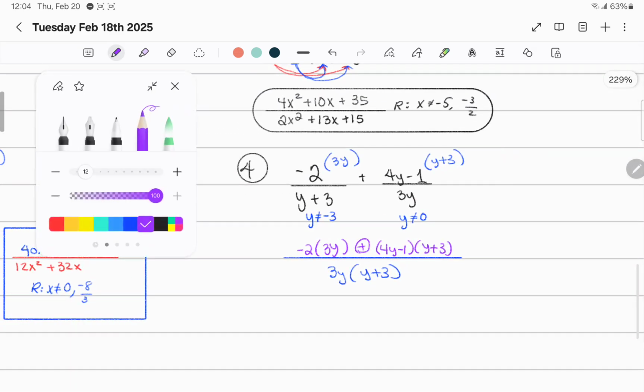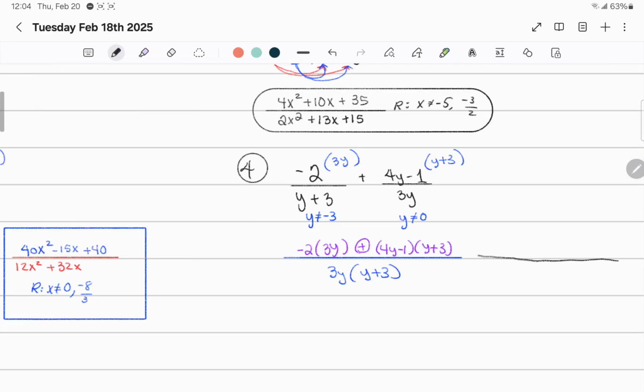Okay, so starting with the bottom, 3y times y is 3y squared, because they both have y's, and then 3y times 3 would be positive 9y. So the bottom is done, nothing else can be combined there.